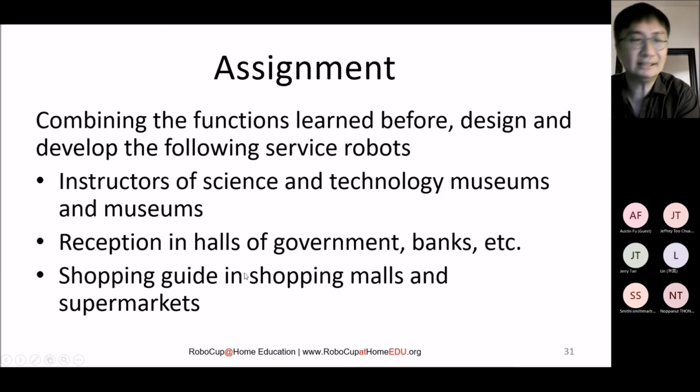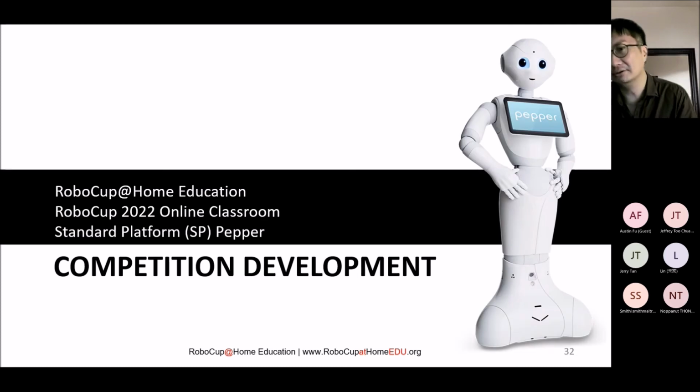So as an exercise, try to combine all the functions that we learn, try to develop, and we can actually do several service robot applications. For example, instructor of science museum, reception for office, bank, and so on, and also shopping guide and so on, right? So these are all the exercises, and if you can do this, you can actually link to the competition.